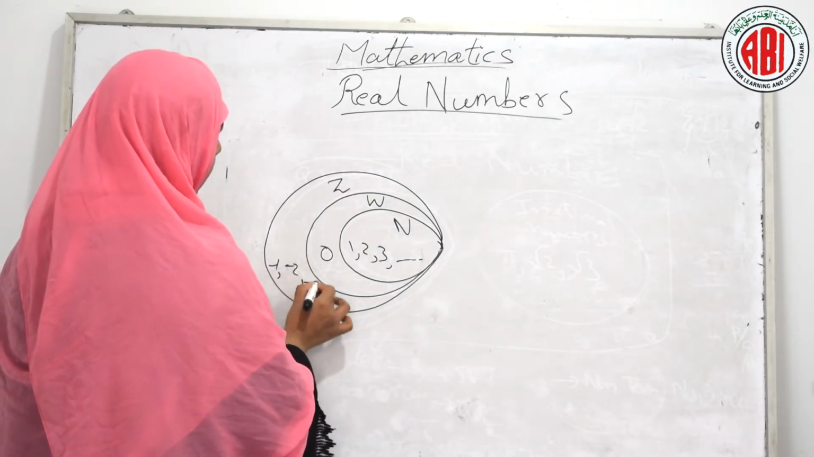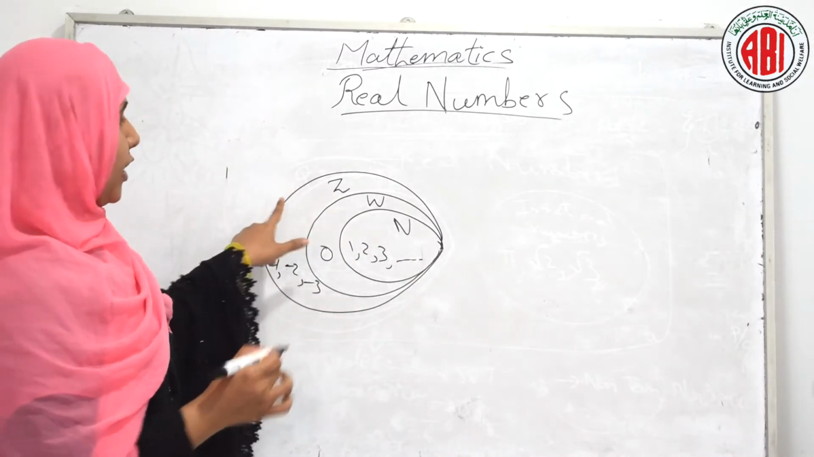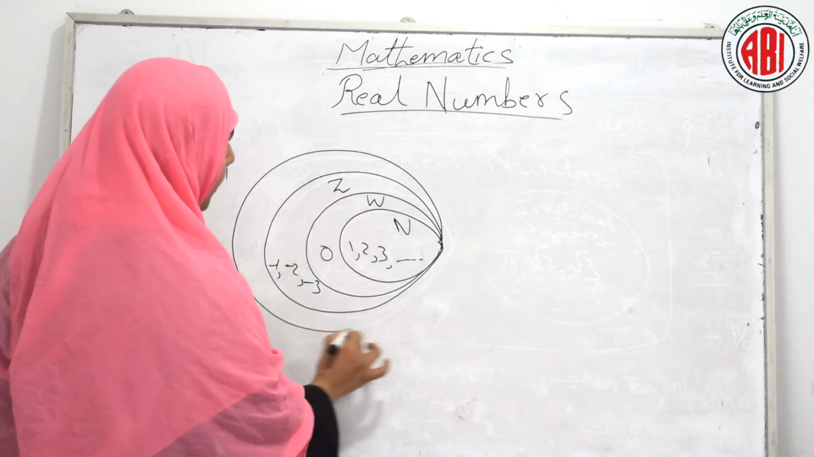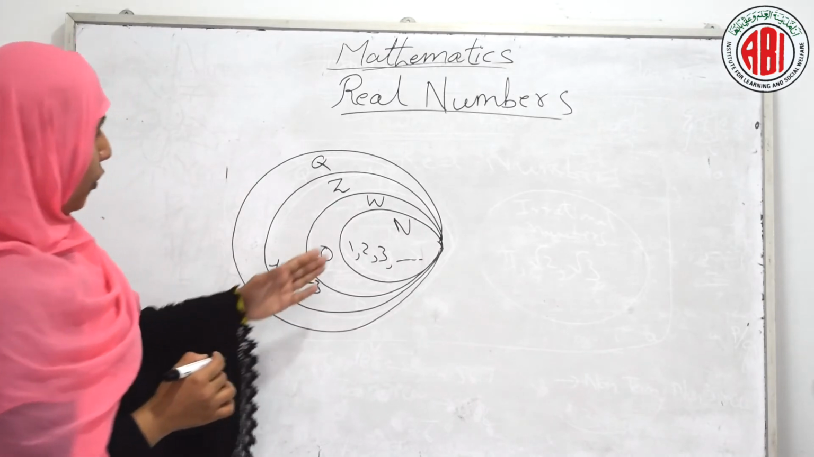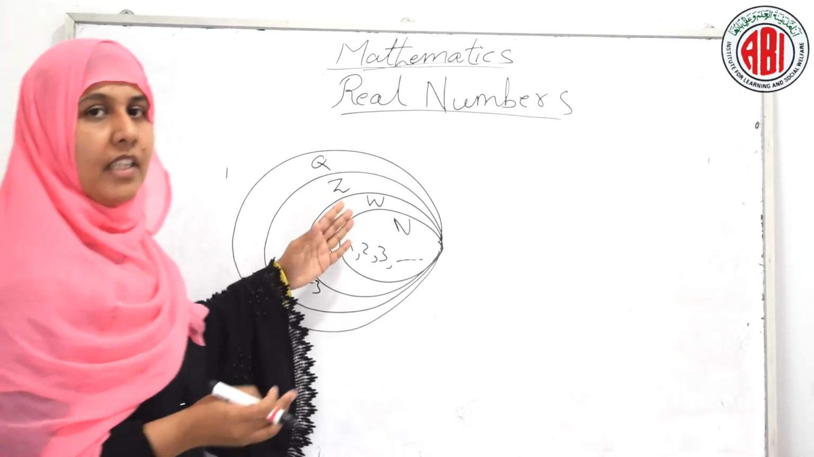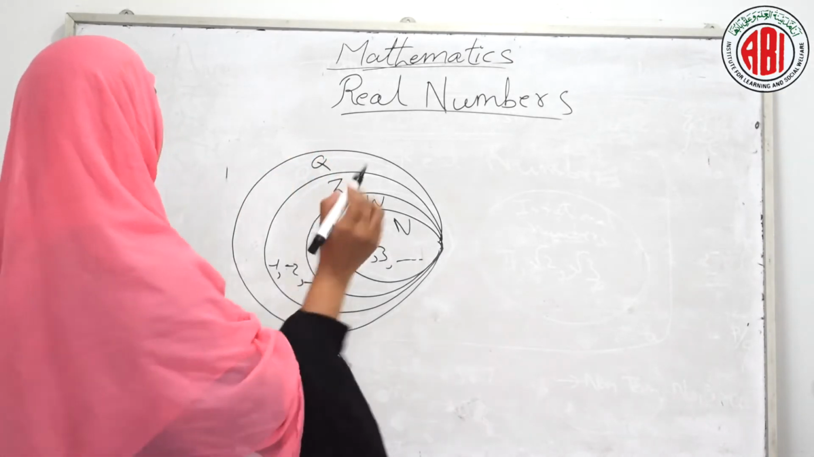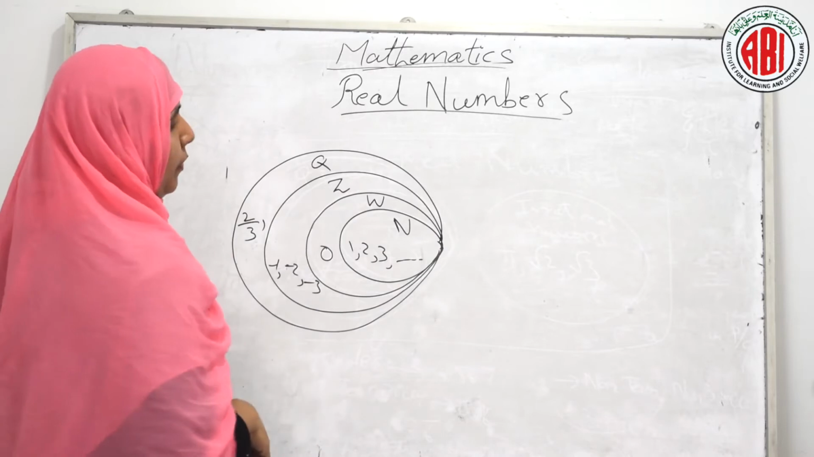-1. So this is an integer. Natural numbers, whole numbers, integers together we will get a rational number. So all natural numbers, whole numbers, integers come under rational numbers. We can take 2 by 3, some more examples.